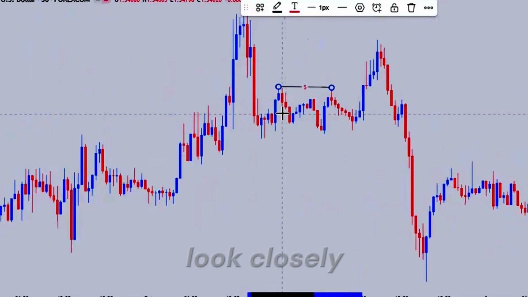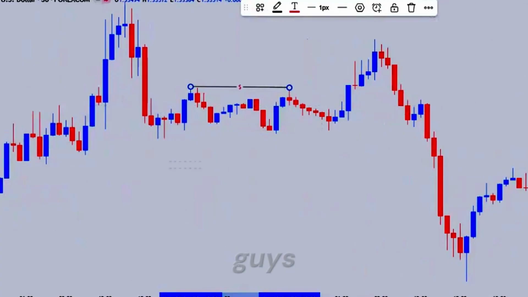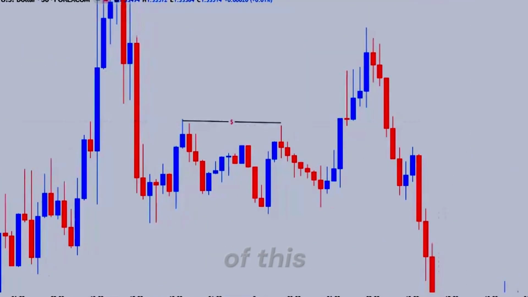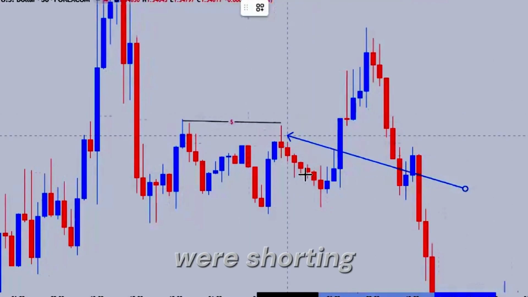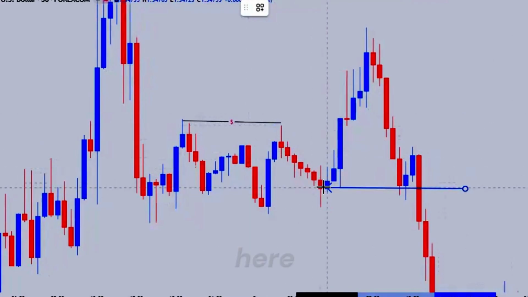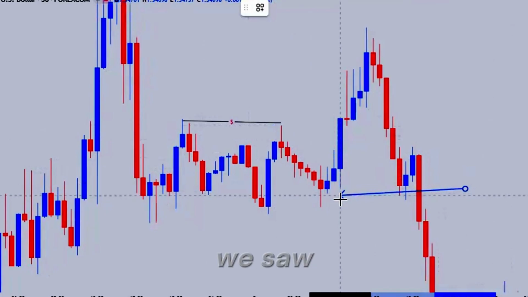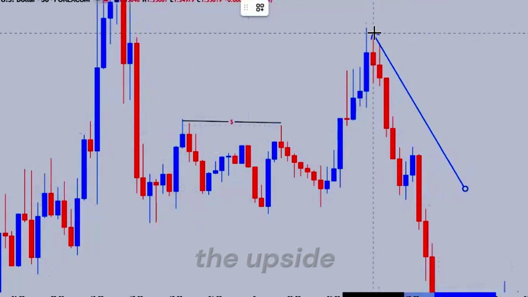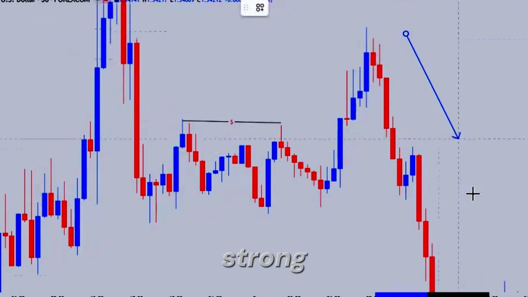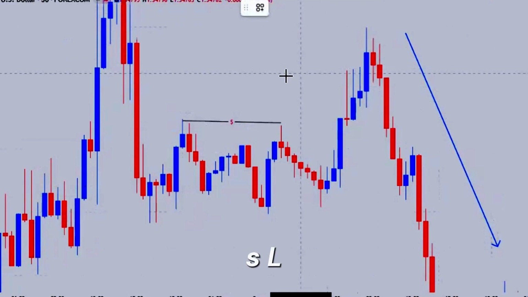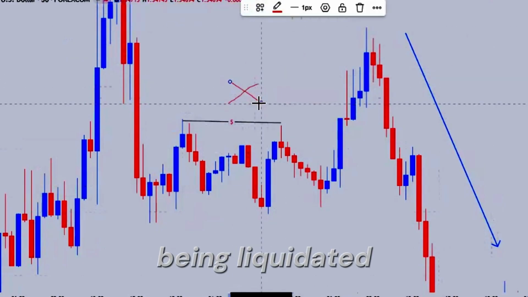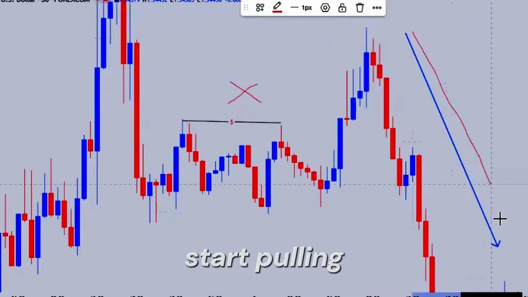And if you look closely, let me zoom this out, guys. Look at which candle took out these orders that were sitting here. A lot of people were shorting the market right here. You can see a lot of shorts right here. But before we knew it, we saw candles start pulling to the upside before we had this strong bearish movement to the downside. So we're going to look out for that candle that caused all the stop losses sitting here to be liquidated before price started pulling to the downside.